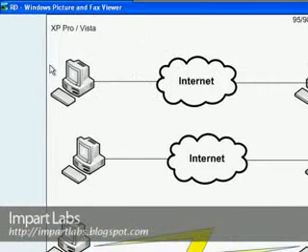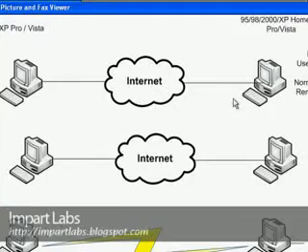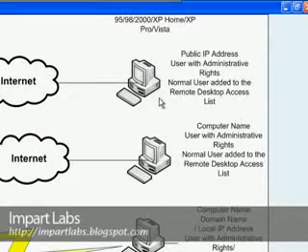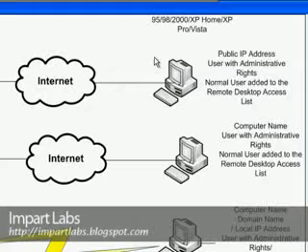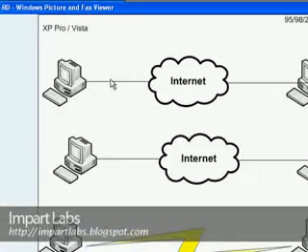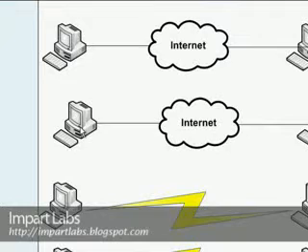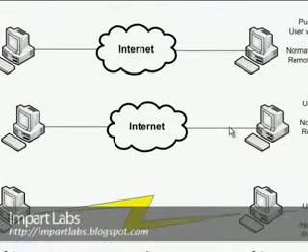Well, in the first situation we have 2 computers connected to the internet. What we need is only the public IP address of this computer, and that's all we need, along with the user with administrative rights or the normal user with access to Remote Desktop. So what we're worried about now is the IP address. We need the public IP address of this computer to simply be able to Remote Desktop to it through the internet. The second one is where you want to Remote Desktop to a network.